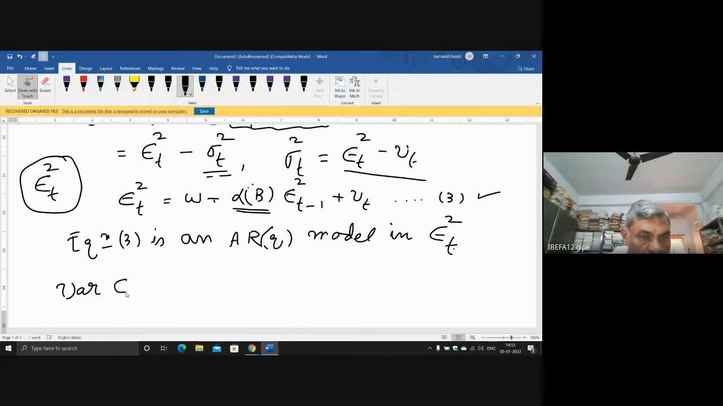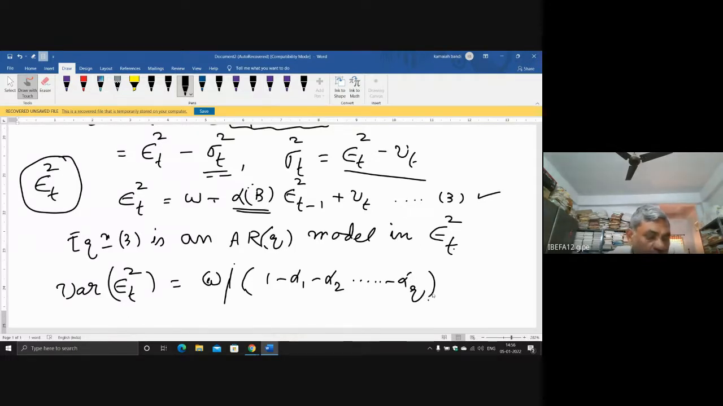variance of epsilon t square, the unconditional variance, you get the expression omega upon 1 minus alpha 1 minus alpha 2 dot dot minus alpha q. Okay. So these epsilon t's are serially uncorrelated, but they are not necessarily independent through time.